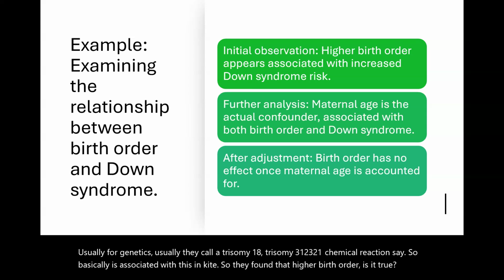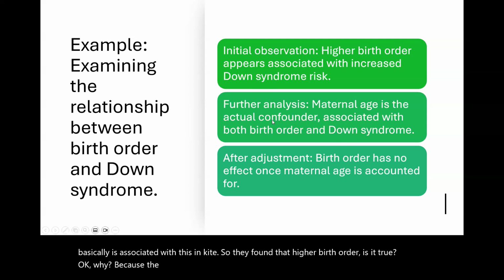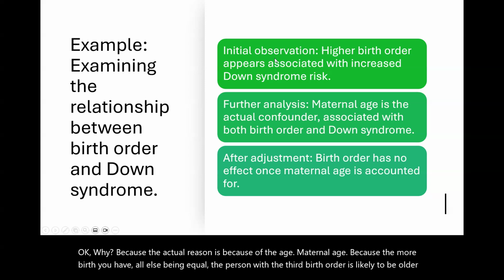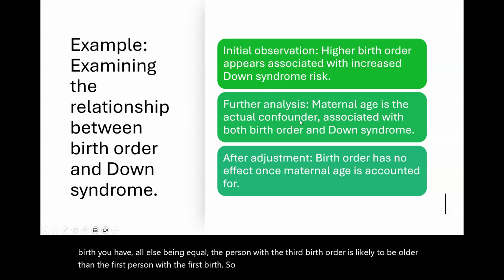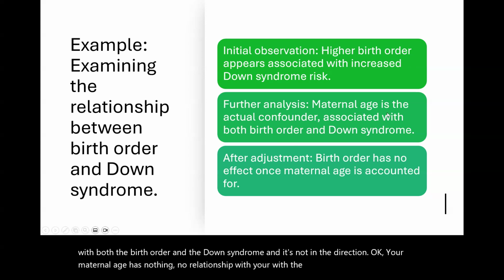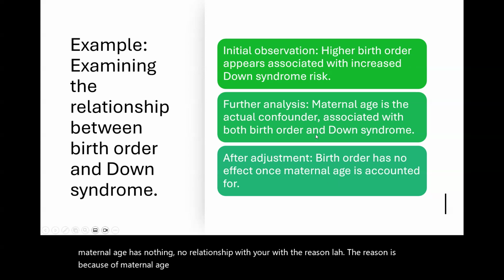The actual reason is maternal age. The more births you have, all else being equal, the person with the third birth order is likely to be older than the person with the first birth. So maternal age is the actual confounder associated with both the birth order and the Down syndrome. And it's not in the direction of the pathway. The reason is maternal age. Once you adjust for maternal age, the birth order has no effect. For the same maternal age, the birth order is different.